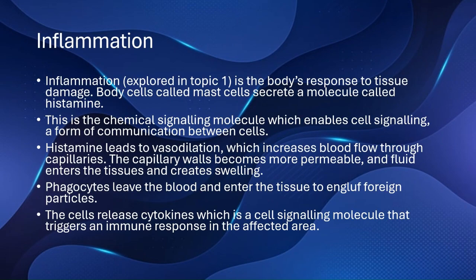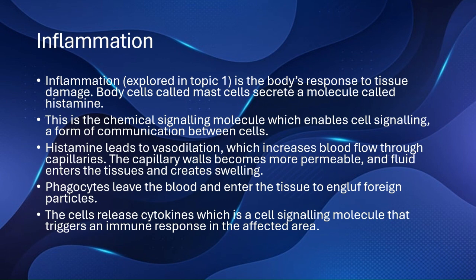So what is inflammation? Inflammation was briefly explored in topic 1, during the blood clotting process. If you guys want to check that out, it's already been uploaded. Inflammation is the body's response to tissue damage. And body cells, called mast cells, secrete a molecule called histamine. This is the chemical signaling molecule which enables cell signaling, which is a form of communication between different cells.